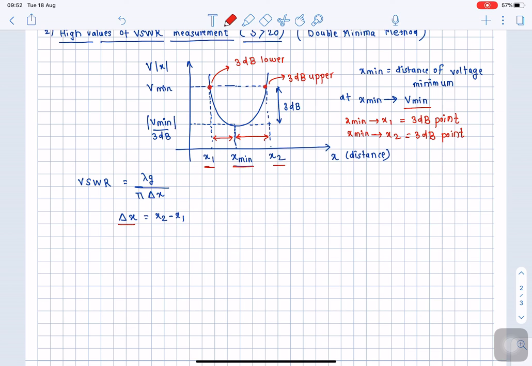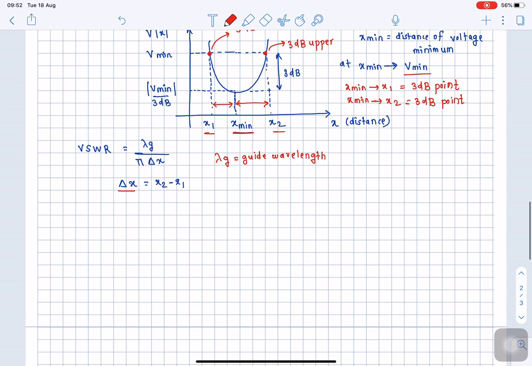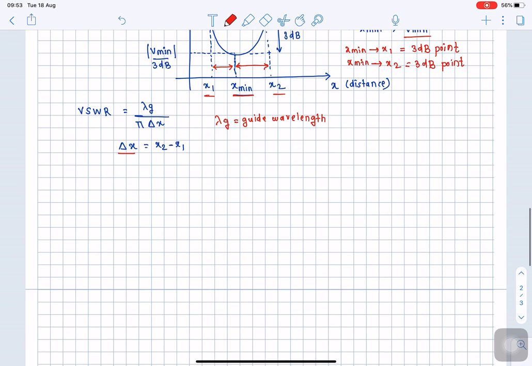And what is lambda g? Lambda g is the guide wavelength. So how to measure the guide wavelength? I will give the procedure. We know how to measure x1 and x2. In order to measure the guide wavelength, the position of the slotted waveguide section is arranged such that whenever we measure the distance between two minima, it is equal to half of the guide wavelength.